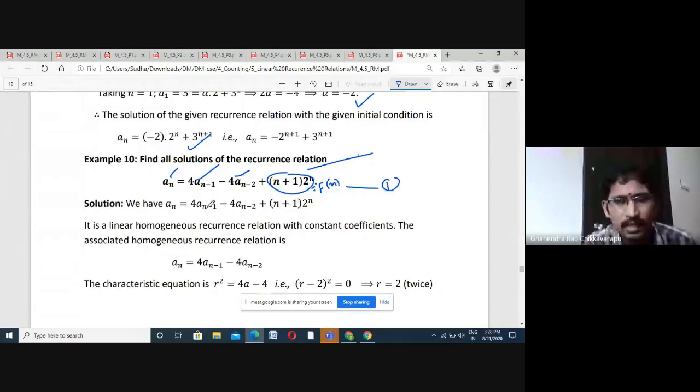Now consider the associated homogeneous part. Means in place of this you take 0, you will get this. Now, take anh is equal to r power n. anh is nothing but a solution of the homogeneous part. So in place of an you write r power n, so that this becomes r power n is equal to 4 into r power n minus 1 minus 4 into r power n minus 2. After cancelling r power n, you will get this equation. So that means r minus 2 whole square, so r is equal to 2 comma 2.